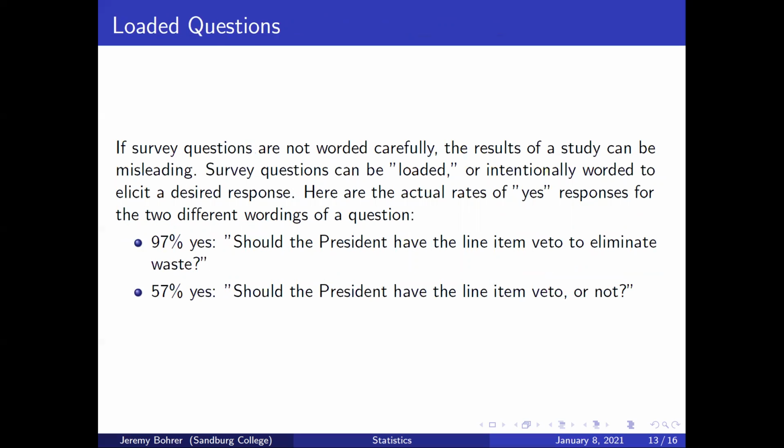Loaded questions. If survey questions are not worded carefully, the results of a study can be misleading. Survey questions can be loaded or intentionally worded to elicit a desired response. Here are the actual rates of yes responses for the two different wordings of a question. 97% of respondents said yes to the question, should the president have the line item veto to eliminate waste? Whereas 57% said yes to the question, should the president have the line item veto or not?